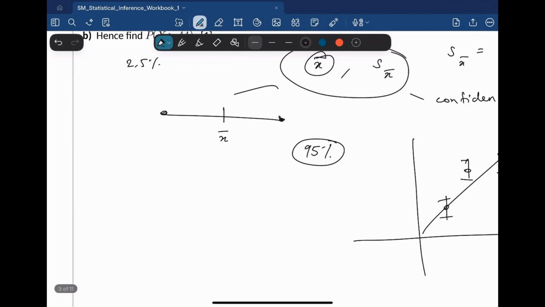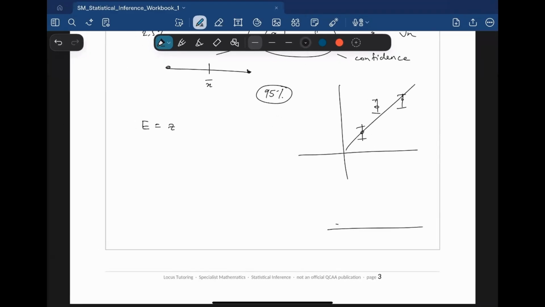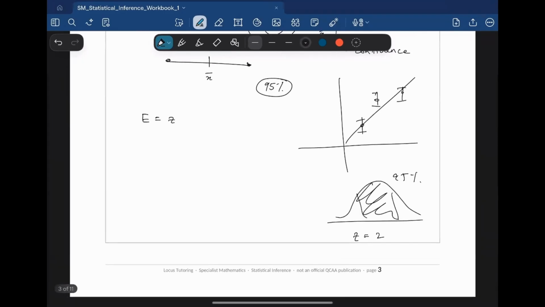mean. The formula is Z, which is your Z score. So this Z is based off the confidence level. So if we want to be confident that 95% of all the values are covered, this will correspond to a Z score of 2 in Year 3. If you use a calculator, it will be 1.96.